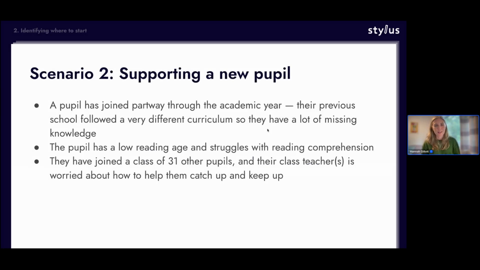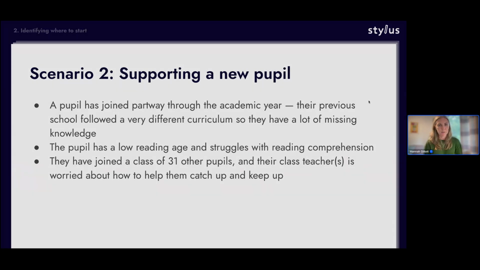So, next example: supporting a new pupil. Another common one, someone's joined partway through the academic year and they've come from a school that followed a really different curriculum. So there's loads of missing knowledge there. Where you might, particularly if they're older, be able to get away with just giving them some printouts or saying, here's the book we're reading, go and read chapters 1 to 6 at home, we can't do this for this pupil. They've got a low reading age. They struggle with reading comprehension. They wouldn't access those materials on their own. And they're in a class of 31 other pupils, and the class teacher is worrying, very understandably, about how to help them catch up and then keep up.